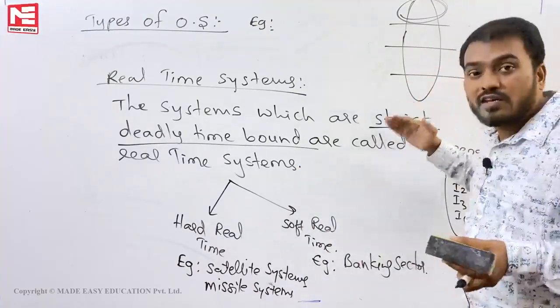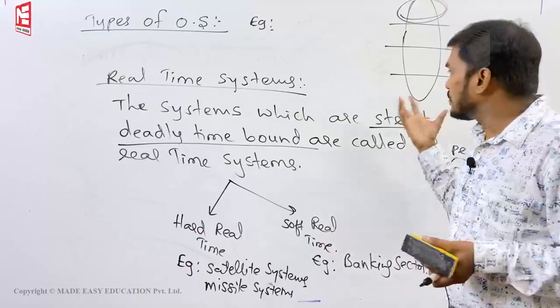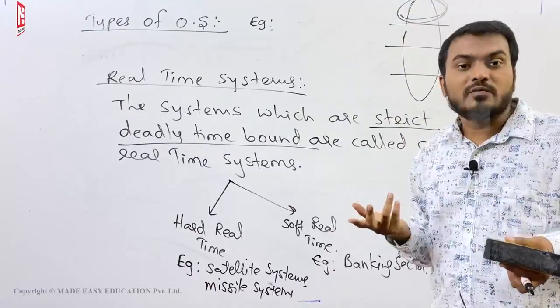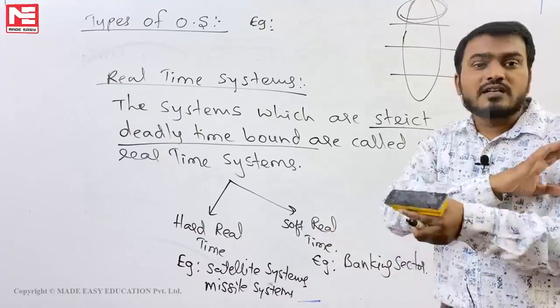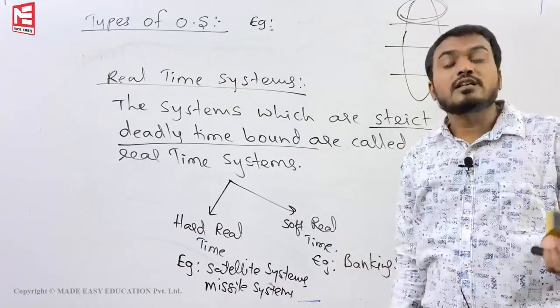So at what time does it have to detach? Everything should be controlled, monitored, programmed with the software program only. Even if a small delay is there, even a 1 nanosecond delay, it means the entire satellite will collapse. So a major loss will come.